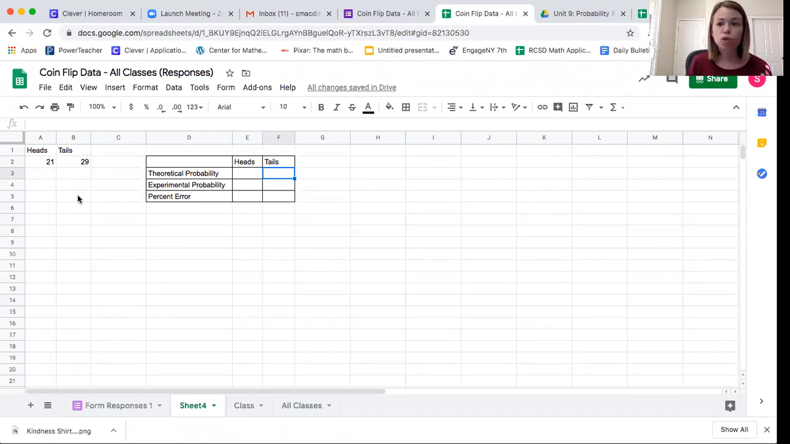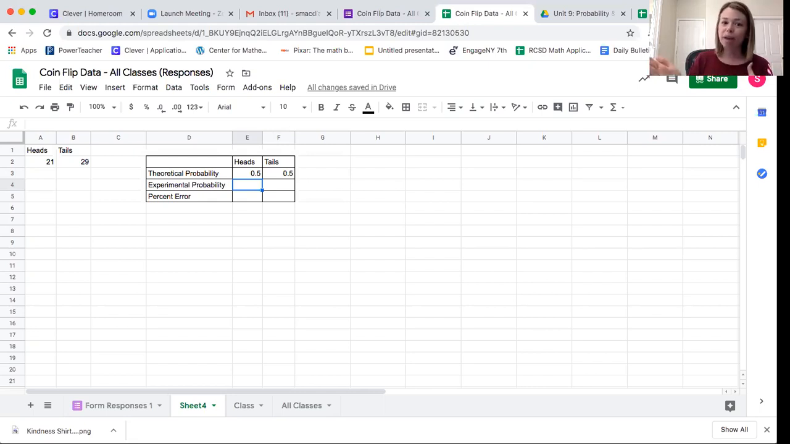So let's take a look at the student's data. They flipped heads 21 times and tails 29 times. So we know that the theoretical probability for flipping heads or tails is 50-50, or 0.5. So I'm going to go ahead and type in what I already know the theoretical probability is. Remember, theory means, in theory, you should be flipping it about half the time heads, half the time tails. Experimental probability is the probability that you calculate when you actually run the experiment yourself.